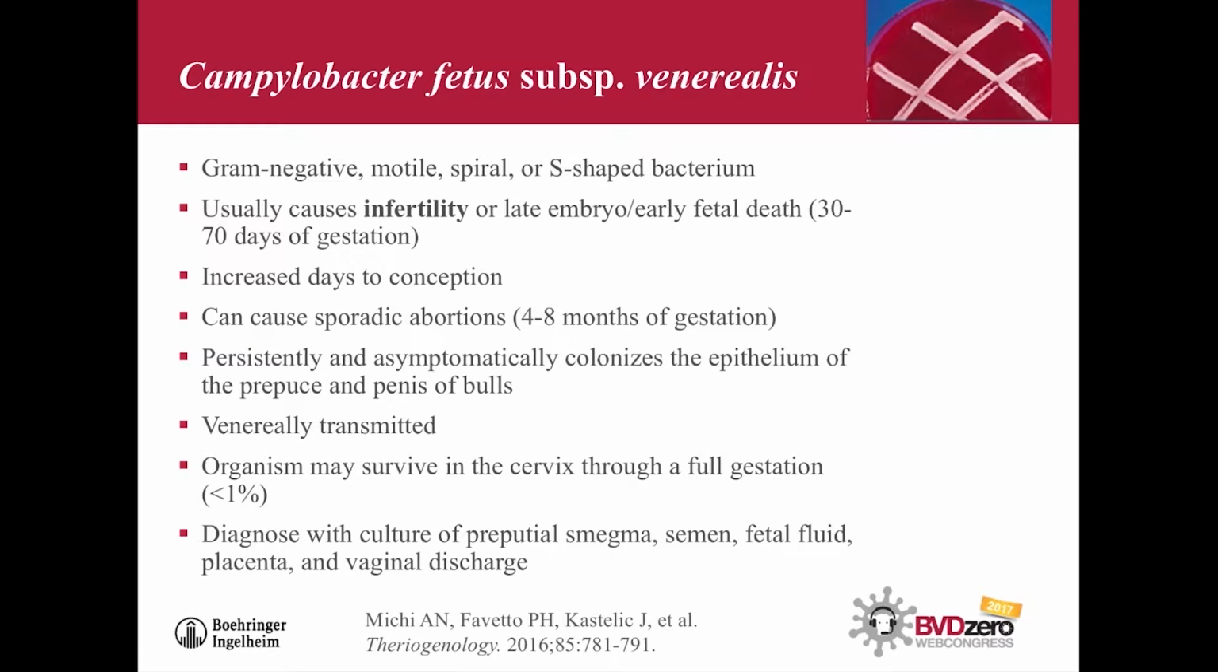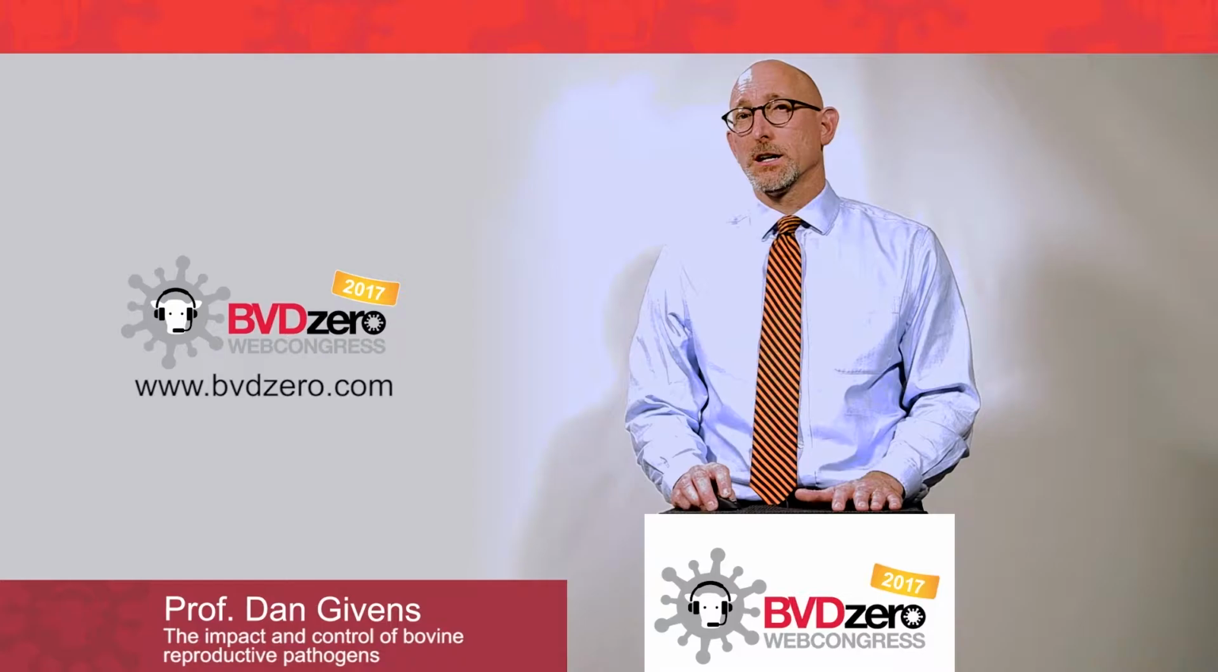This is a situation where we have a bacterial organism. It's a gram-negative, motile, S-shaped bacteria. It usually causes infertility. It will cause some late abortions, but we have to really be more concerned about the infertility, about the delayed conception that we see in cows because of this bacterial organism. This disease in many parts of the world is called vibriosis. It is a venereally transmitted bacterial agent that can cause significant reproductive loss because of the infertility.